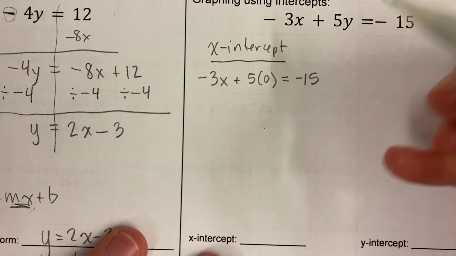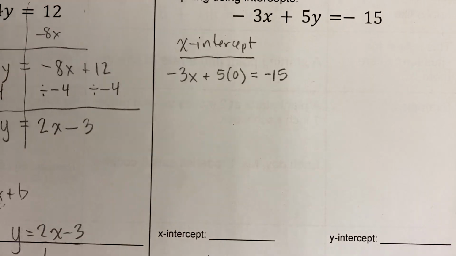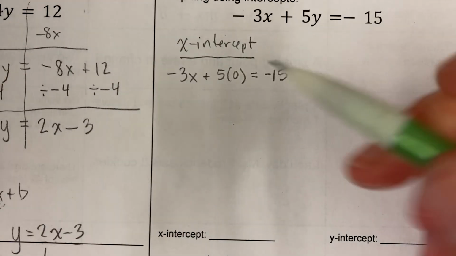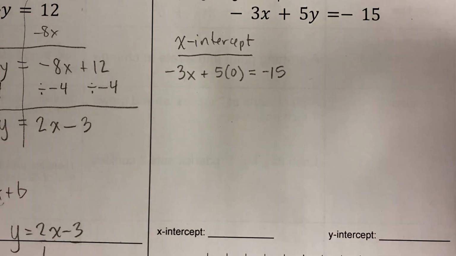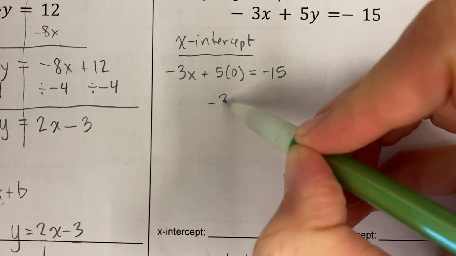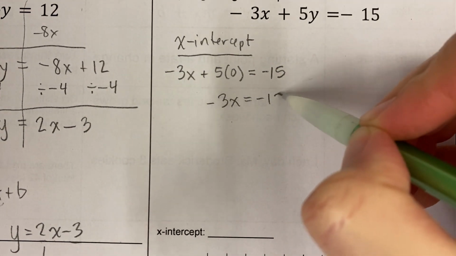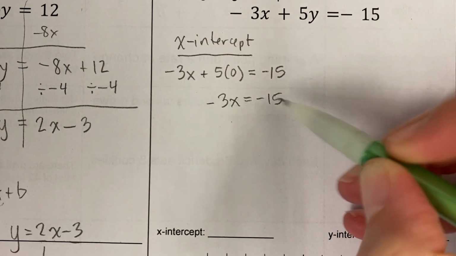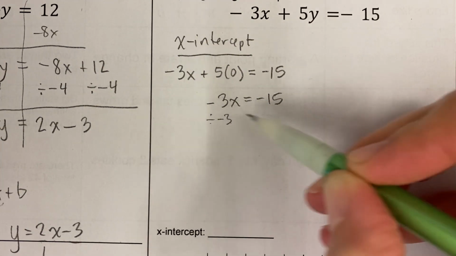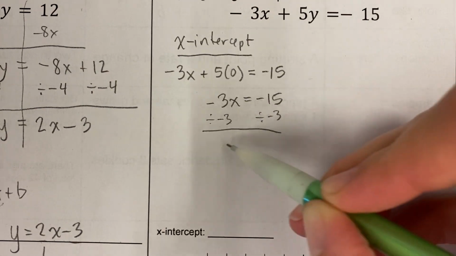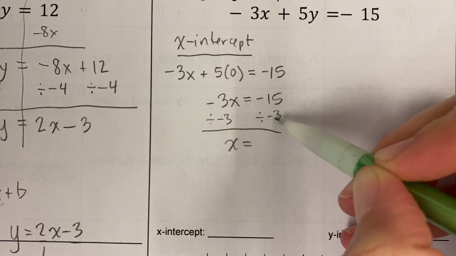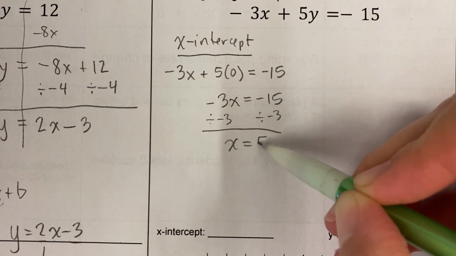And it looks like this. Once I have 0 plugged in here, I'm just doing the math. So 5 times 0 is 0. So that just becomes 0, and I can bring this down. I have negative 3x equals negative 15. To get x by itself, I'm dividing by negative 3. Negative divided by negative is positive. 15 divided by 3 is 5.